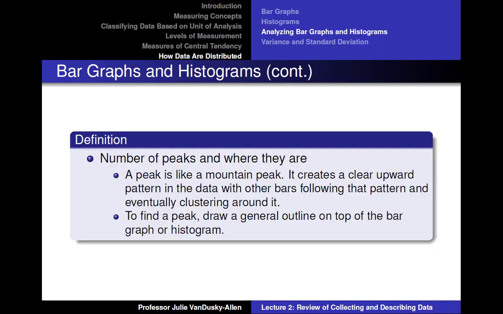The next characteristic of a bar graph or histogram that you should describe is the number of peaks and where they are. A peak is like a mountain peak. It creates a clear upward pattern in the data with other bars following that pattern and eventually clustering around it. To find a peak, draw a general outline on top of the bar graph or histogram.